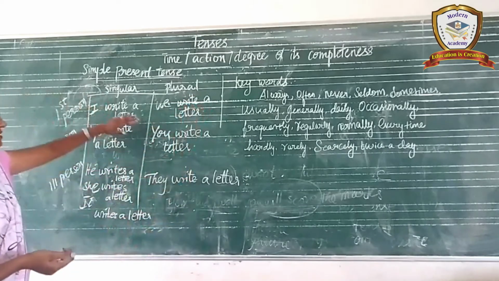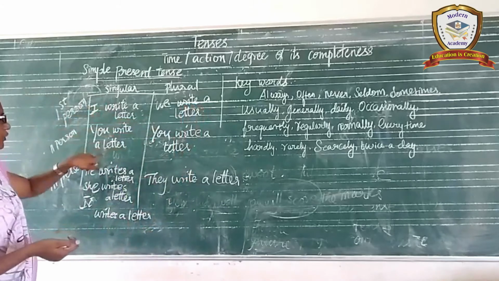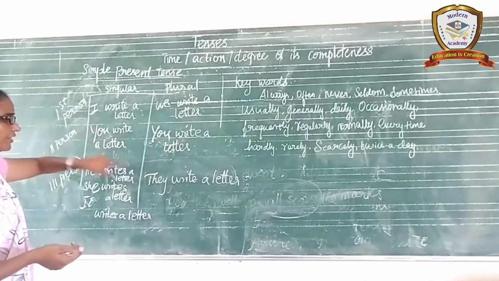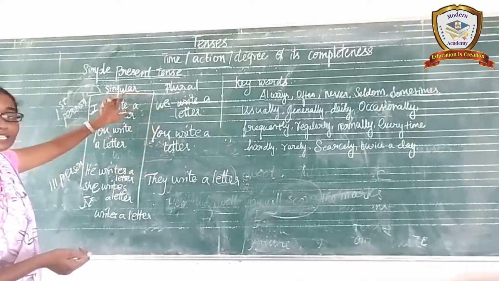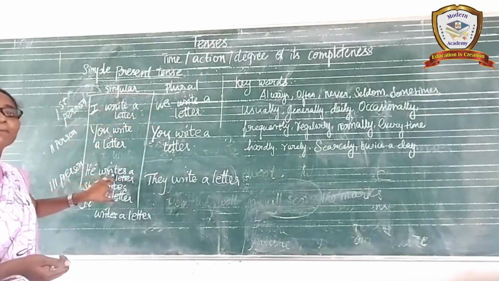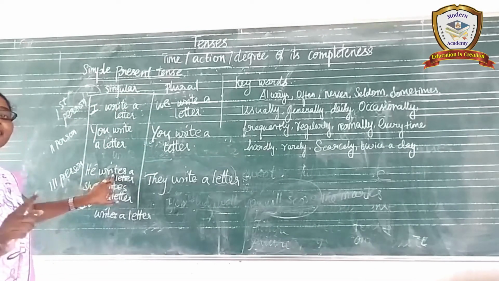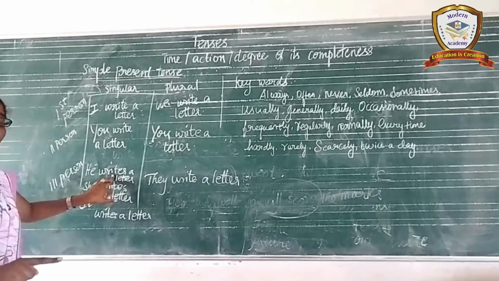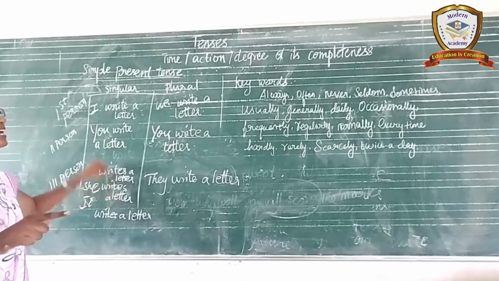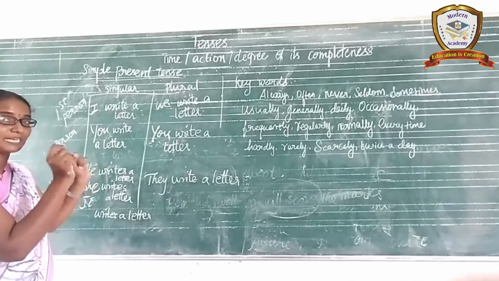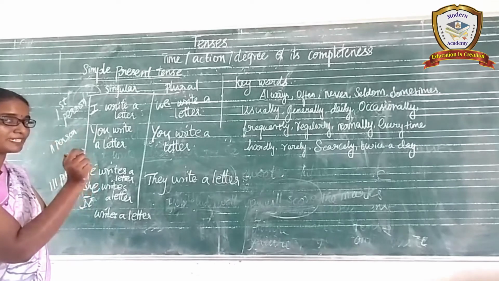Understand? Simple present tense verb: I, we, you, he, she, it, they. If the subject is I, we, you, they, it is followed by V1 in simple present tense. If the subject is he, she, it, it is followed by V1 plus S or ES or IES. Do you all understand how to write the simple present tense verb? In which type of sentence do you appropriate the simple present tense verb?